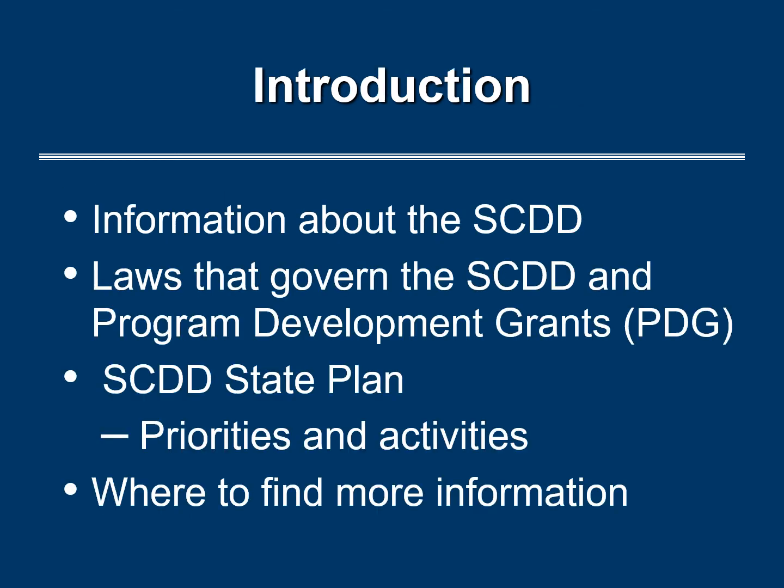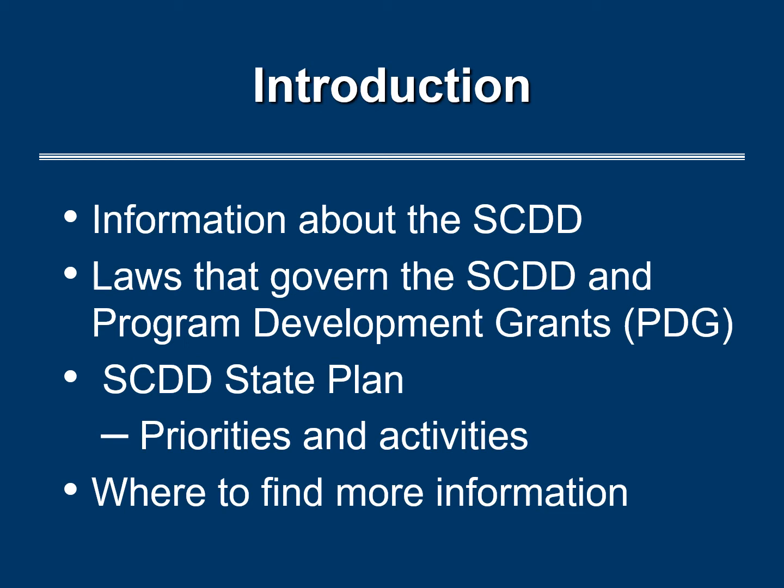In the case of the Program Development Cycle 43 grants, the RFP includes an introduction which provides information about the State Council, the laws that govern the State Council and the Program Development grants. The introduction also includes the State Council State Plan and their priorities and activities, and it tells you where you can find more information. The rest of the RFP is contained in the section titled Contents of the Proposal Package. This section tells you all the parts of the proposal package. Read these sections carefully. Your proposal will not be funded if it doesn't meet the requirements.